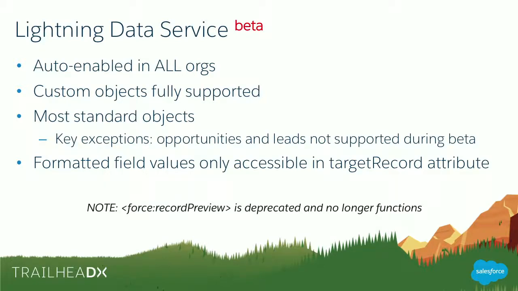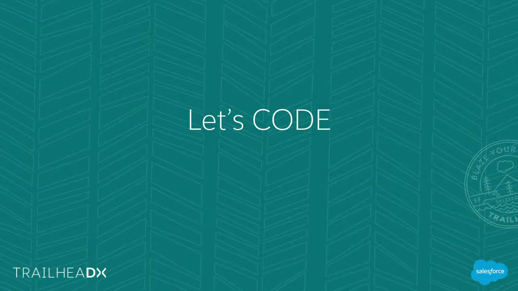It's auto-enabled in all orgs, so feel free to build on it, package it, ship it. Custom objects are fully supported. Why is it not GA? Because if I could see some of my colleagues that own opportunities and leads and their feature teams, I could tell you they didn't do their job. And that was why it doesn't work for opportunities and leads, which obviously sucks. And that's why we don't make it GA in summer. So this is live, obviously, now. And formatted field values are accessible through this target record attribute, which Carolyn will now walk you through. So take it away, Carolyn.